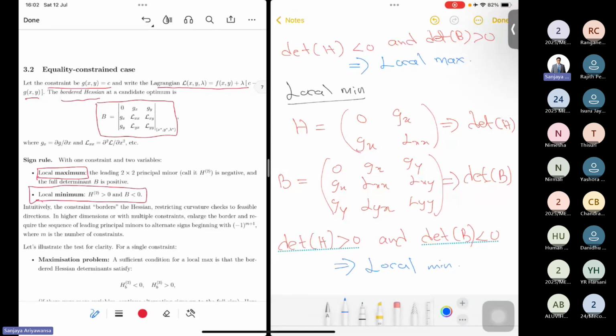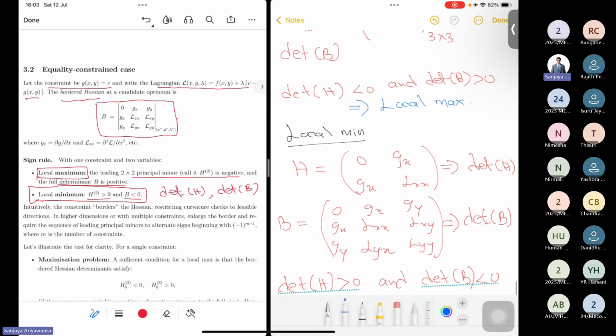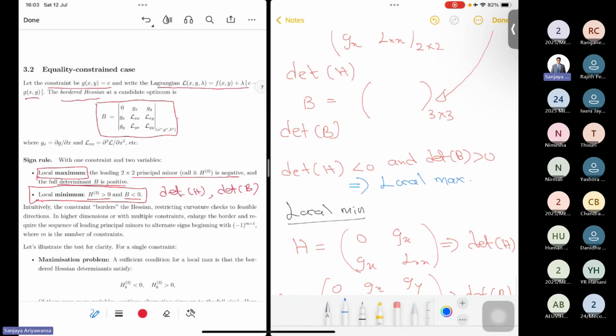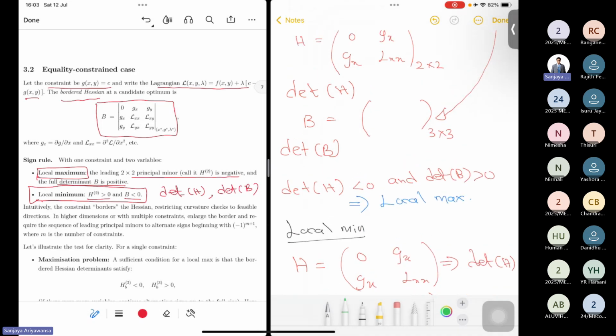So you see that for a local maximum, the 2 by 2 minor h is negative and the full determinant of b is positive. In the local minimum case, the determinant of h is positive and the determinant of b is negative. Remember these are determinants; we have to calculate the determinant of h and the determinant of b. So you see that the sign is varying. How you can remember this is, not strictly true, but a way to remember it.